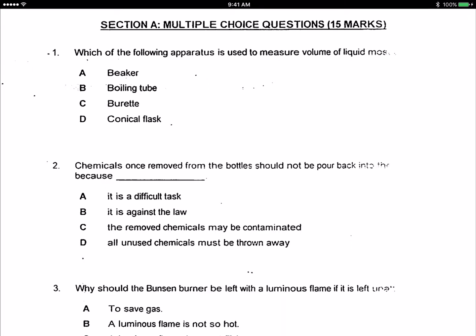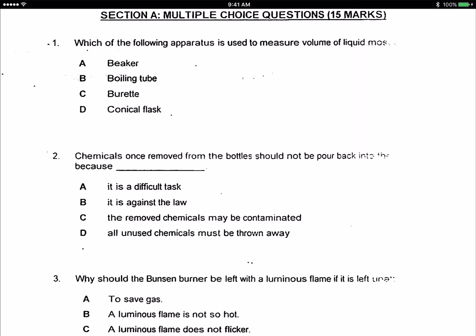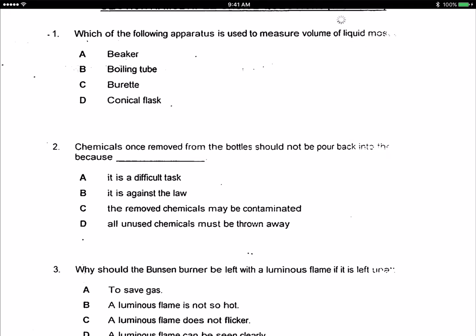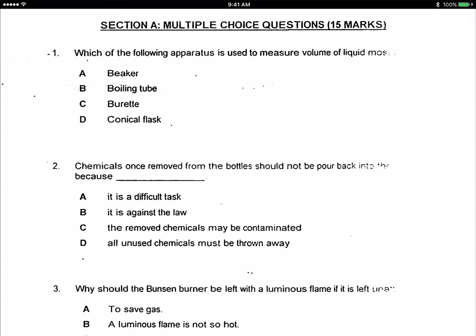Okay, let's go through the first set of multiple choice questions. Okay, which of the following is used? So we're going from the right to the left, right? Because of the printing, so we follow the number sequence. Which of the following is used to measure volume of liquid most accurately? We're talking about most accurately.